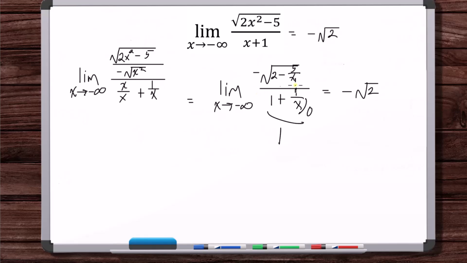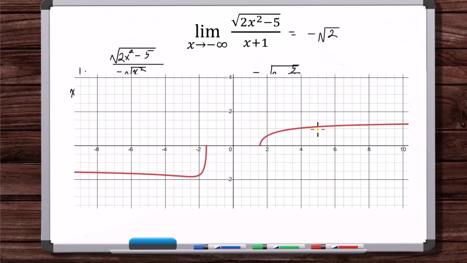And so you can see how if we didn't make sure to add this negative sign here, then we'd have gotten positive root 2, right? And so yes, as x goes to positive infinity, this function approaches positive root 2, y is equal to positive root 2, but not as x goes to negative infinity. As x goes to negative infinity, the function approaches the horizontal line y is equal to negative root 2.